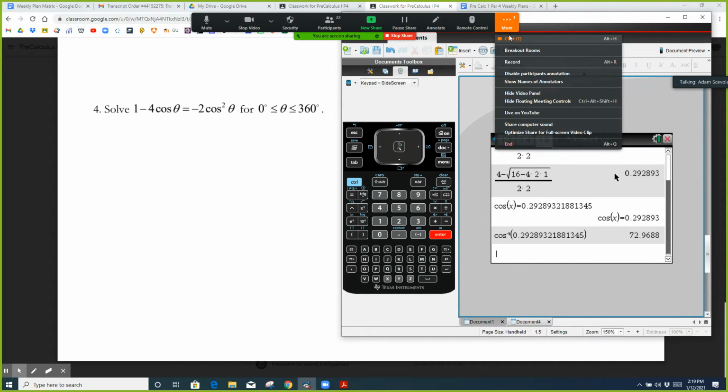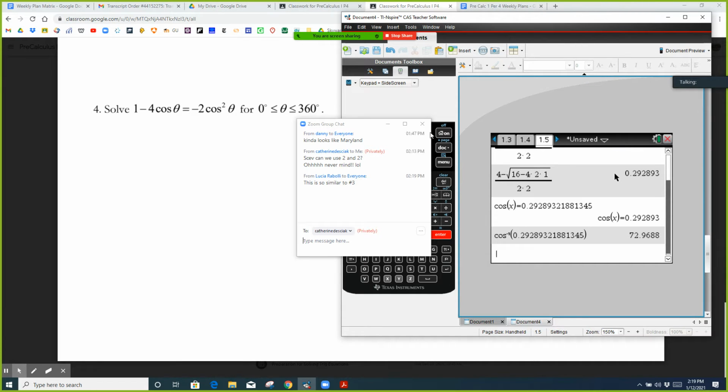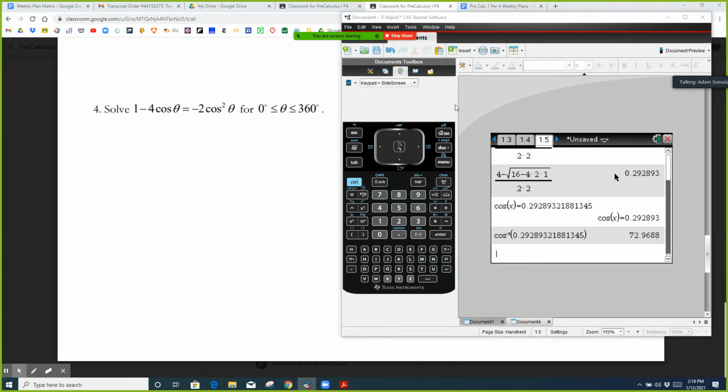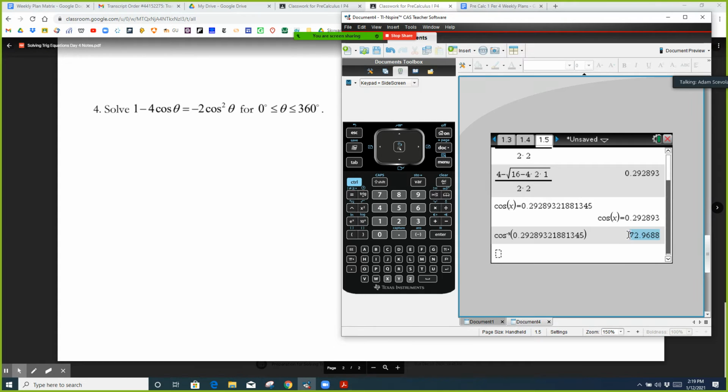All right. It is very similar to number 3. It's like the same numbers, but it's cosine instead of sine. But yeah, very similar. Now, I was thinking the same thing.